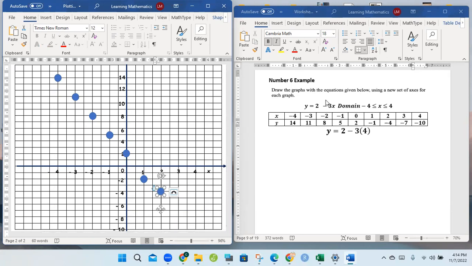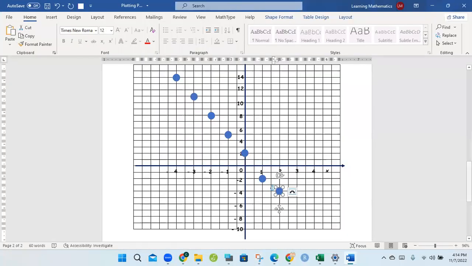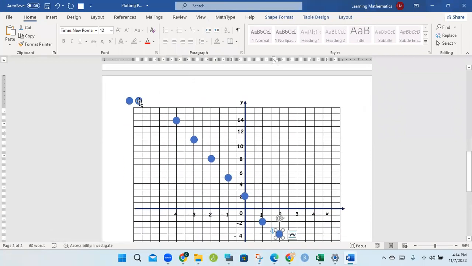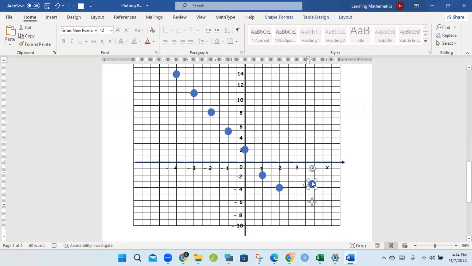Then we have 3 on the x and -7 on the y. 3 on the x and -7 on the y. -7 is between -6 and -8.